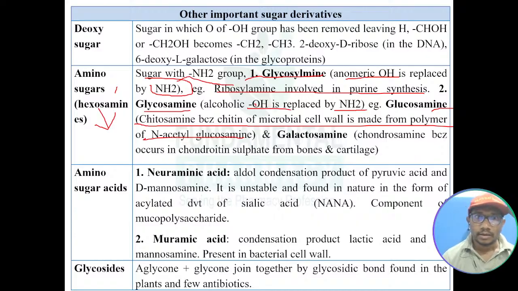ग्लाइकोसामाइन का एग्जांपल है ग्लूकोसामाइन. And glucosamine क्या है? It is a part of the microbial cell, that is a part of the microbial cell wall, that is chitin. And chitin is a polymer of N-acetyl glucosamine. That's why glucosamine is also known as chitosamine.